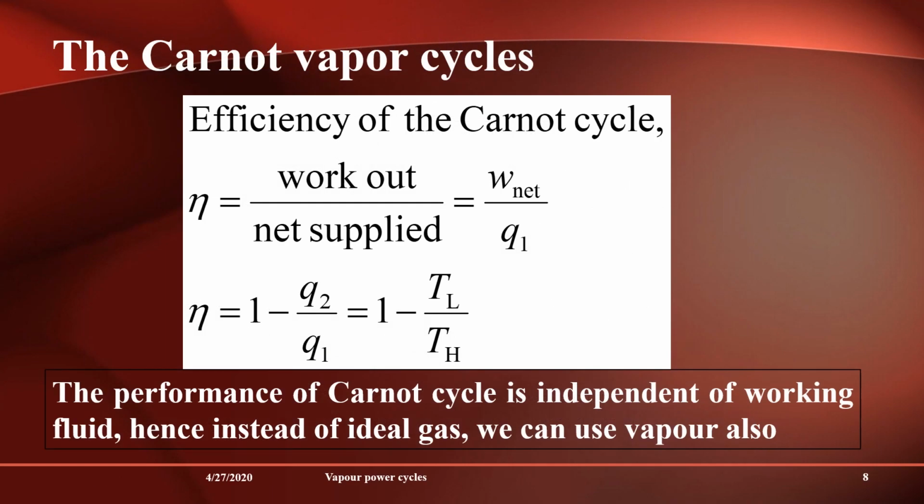And for the Carnot vapor power cycle, the efficiency is given by work output divided by heat supplied, so W net divided by Q1. Q1 is the heat supplied at a high temperature. So we have the equation 1 minus TL by TH, where TL is the temperature of the low temperature reservoir where heat is rejected, and TH is the high temperature reservoir temperature from where heat is added. So this is the efficiency of the Carnot cycle.